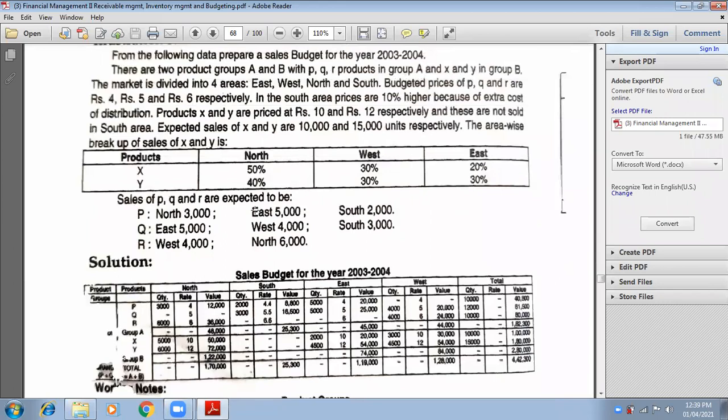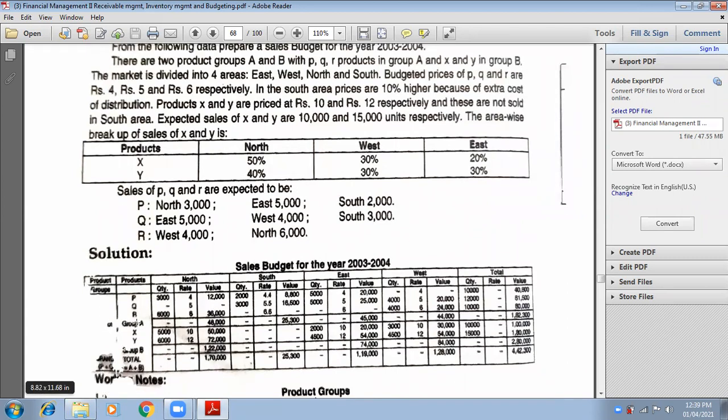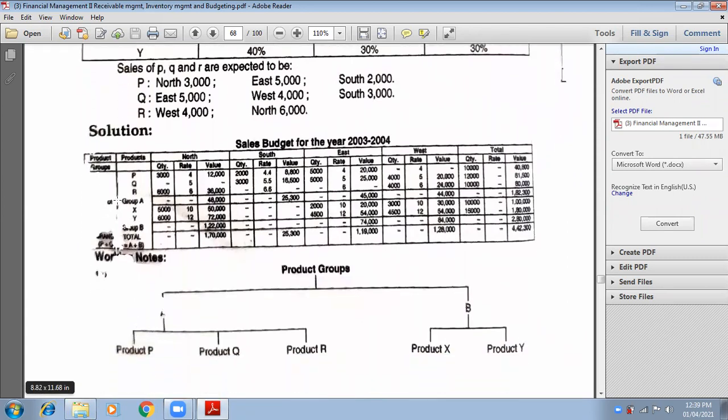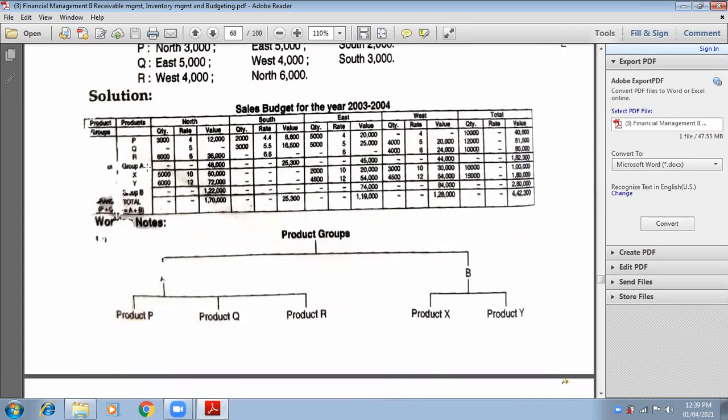So let's start now. Write down in the product group. First is product group, so write down A. And in the products, you will write PQR. See, look here. Here you will write PQR, and PQR belongs to group A. And then you will write XY. It belongs to group B. So under that, you will write group B. And then the last column will be total. Last row will be total. Total is A plus B.